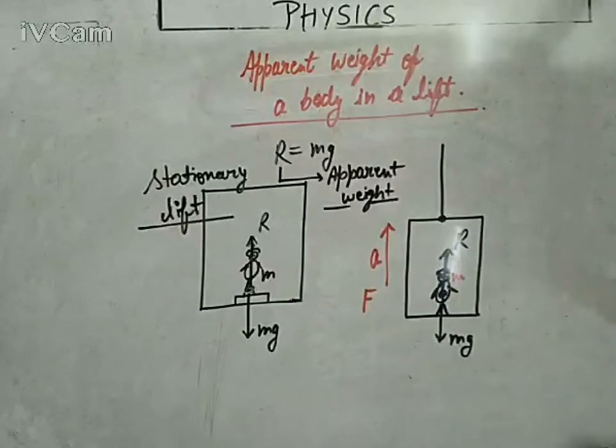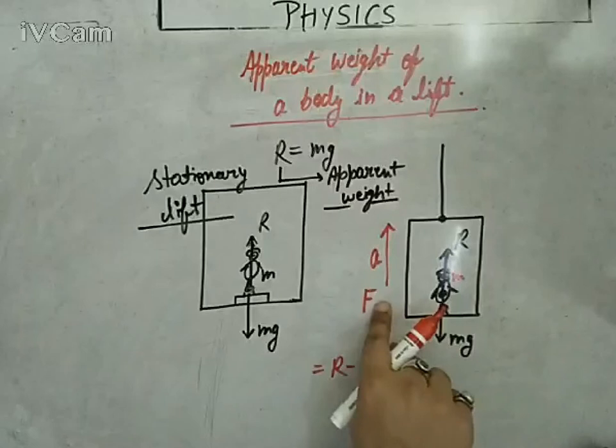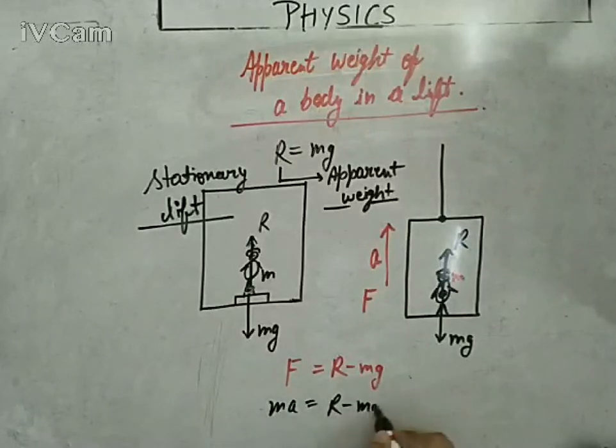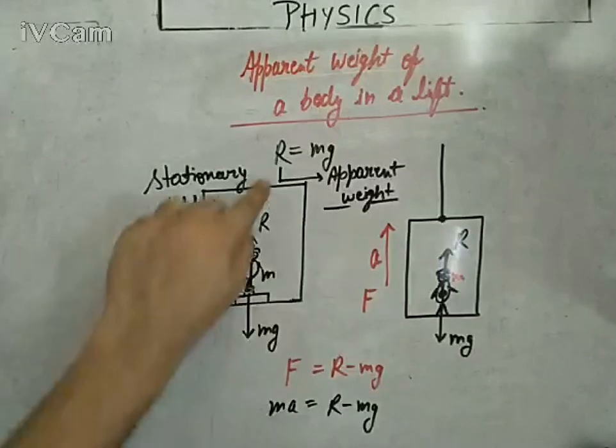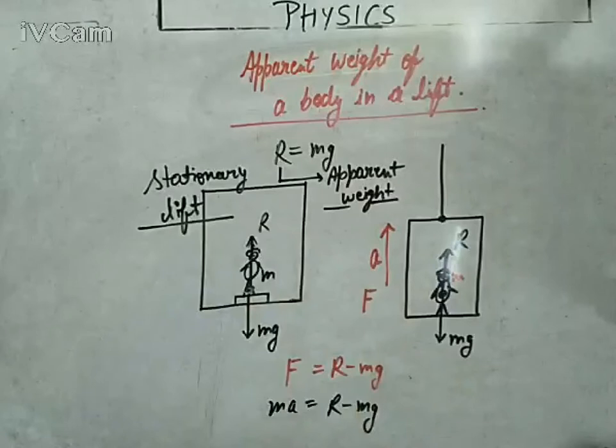So the resultant force according to us is R minus mg. But according to the assumed data, it is F. So F must be R minus mg. And we know very well that force is mass into acceleration. So m into a equals R minus mg. But R is the responsible term for the apparent weight experienced by the person. So we need to calculate R in this situation when the lift is being accelerated in the upward direction.